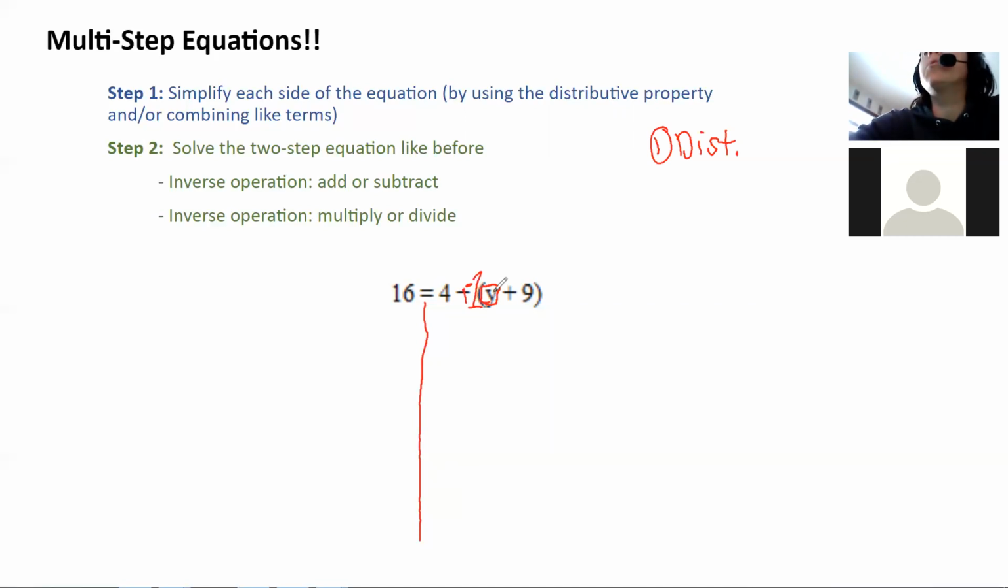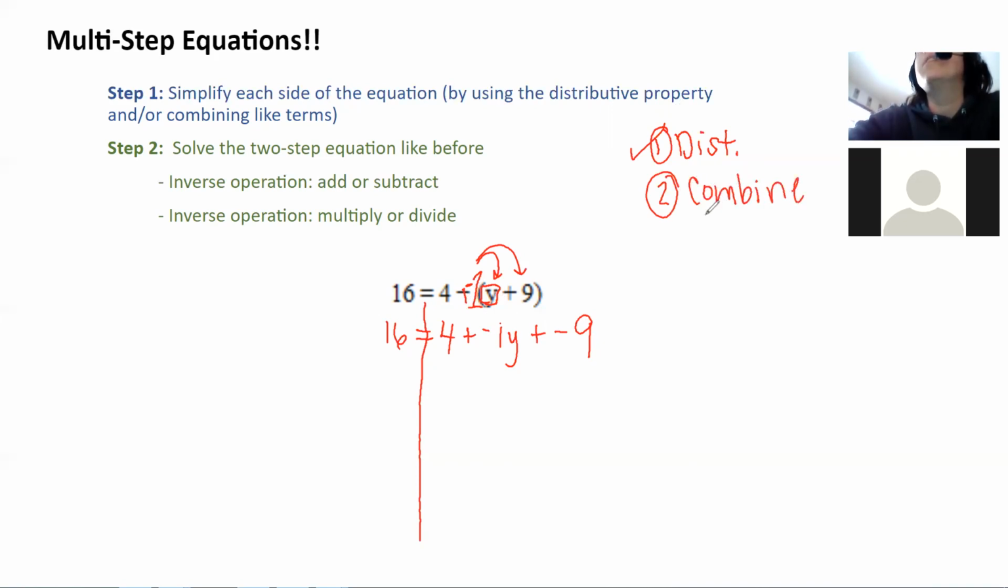So then we're going to do the multiplication. And we're going to recopy everything else. So the 4 comes down. So we're going -1 times y. So that's -1y. And then -1 times 9. -9. Good. So we did the distributive property. Now we're going to have to combine like terms.